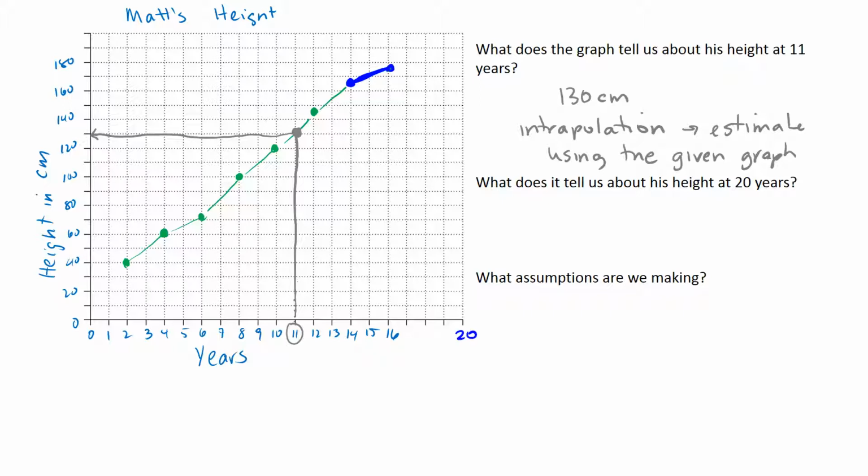Well, we have to take the graph beyond what we've graphed, so outside of the points. This is called extrapolation. This is a fancy word for expanding the graph. So at 20, if we say, all right, Matt is going to continue at the same rate that he did between 14 and 16, it means we can extend the line and say, all right, he's going to be approximately 190 centimeters.